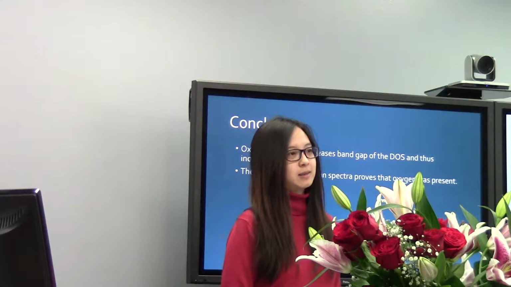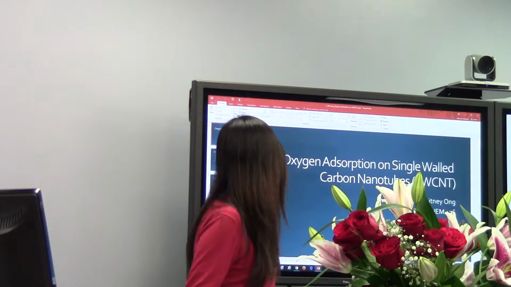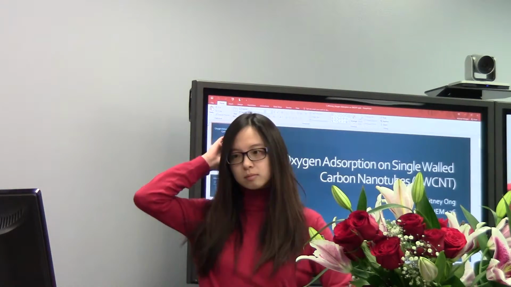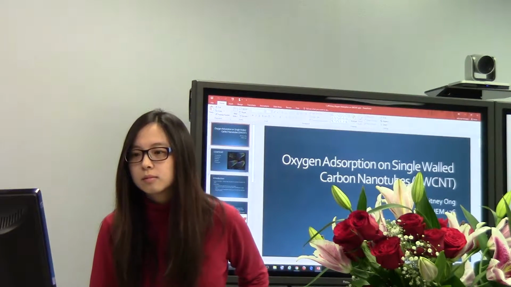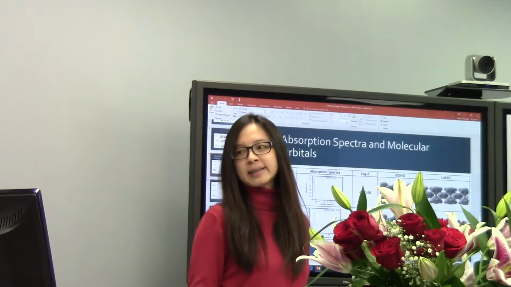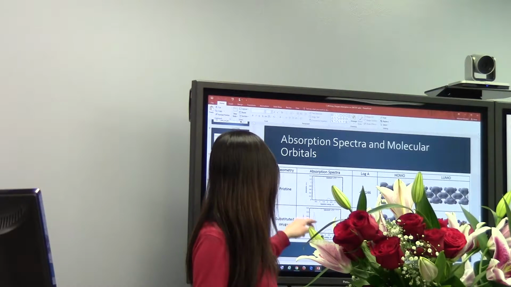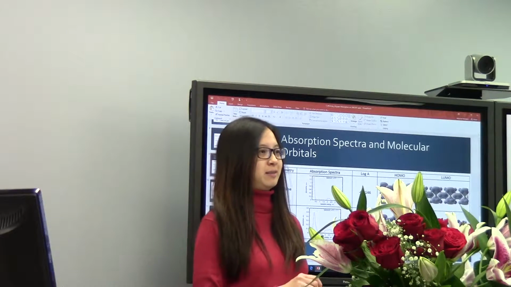On one of your tables you had log of A. What does that mean? The A is the absorption at zero frequency, but because it's too small to measure, I use a logarithm.